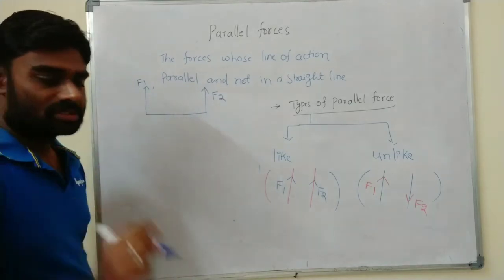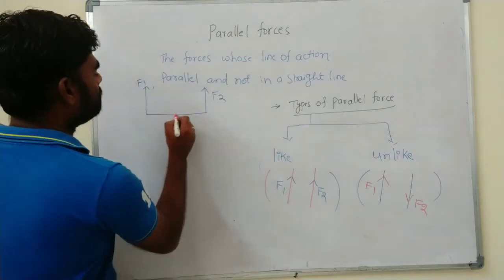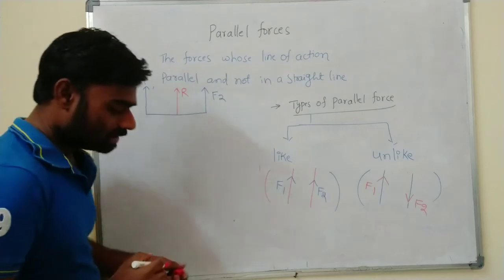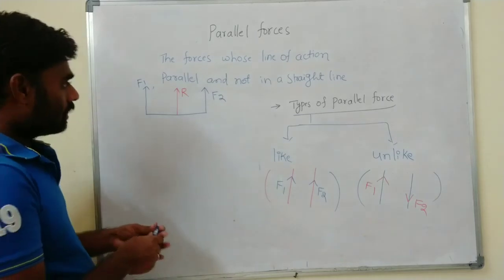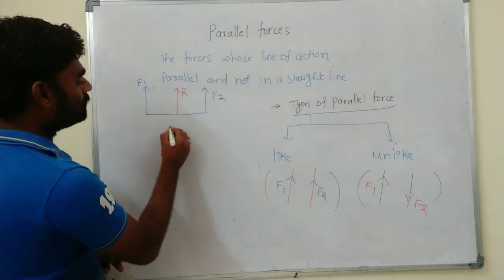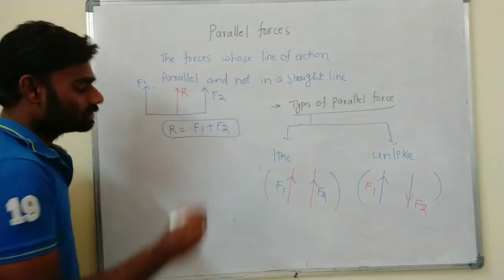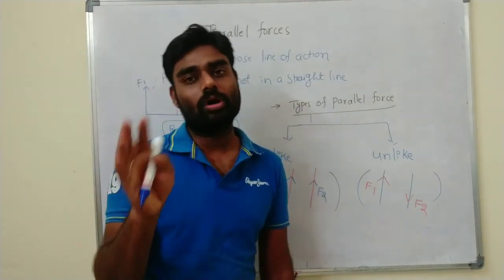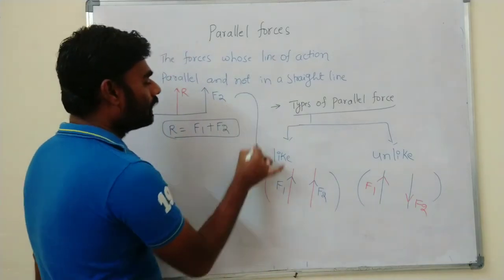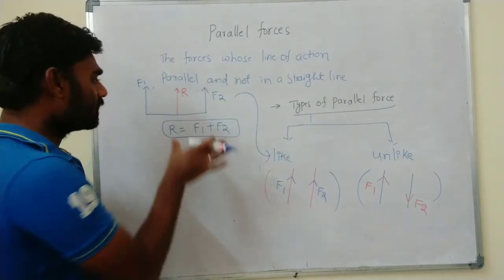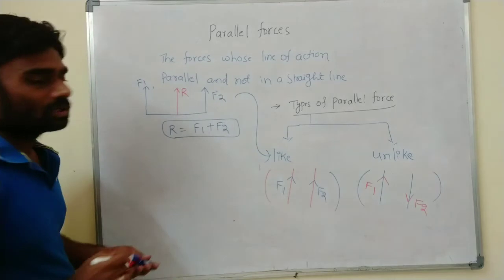Consider F1 and F2 forces. These two forces are acting on the line. The resultant of these forces is R. Now the resultant force is equal to F1 plus F2, because these two forces F1 and F2 are parallel to each other and acting in the same direction. Same direction means like parallel forces. So the resultant of like parallel forces is F1 plus F2 equal to R.